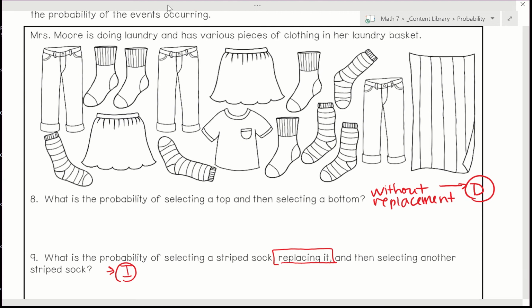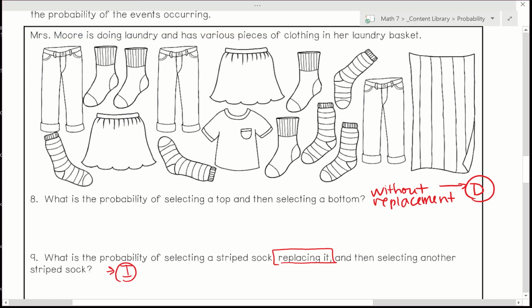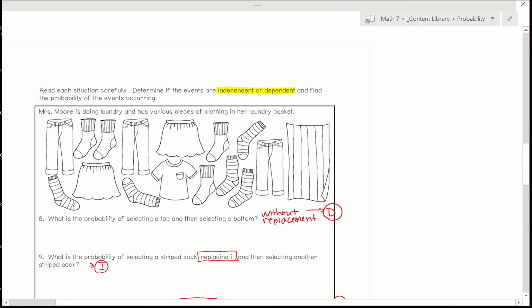What is the probability of selecting a top and then selecting a bottom? Well, let's find our sample space first. So let's do our tops first. Here's one top. That's it. They only have one top. Okay. So for the top, she has one.